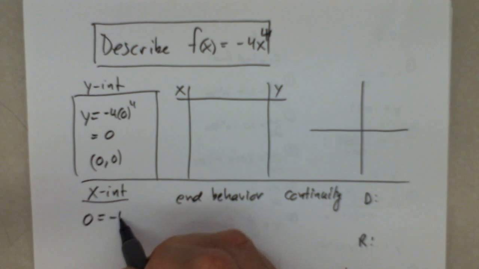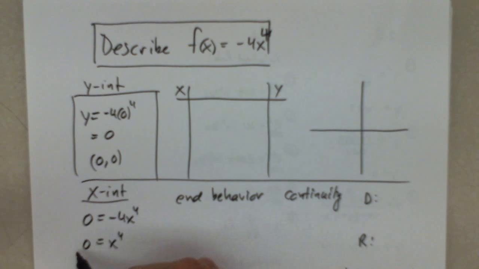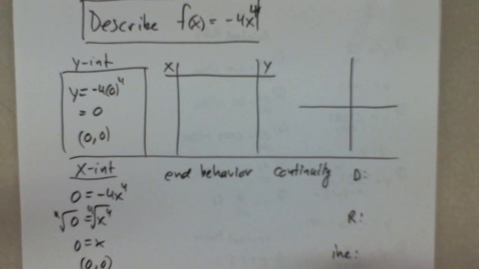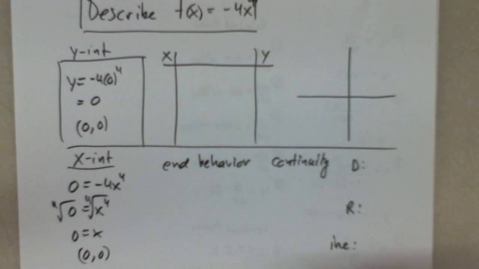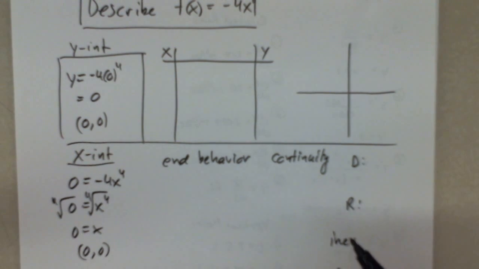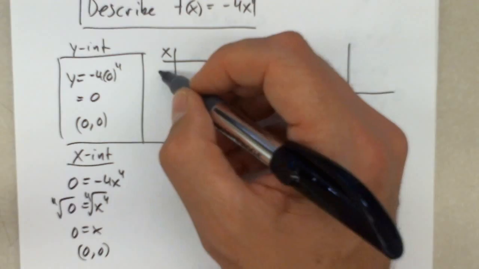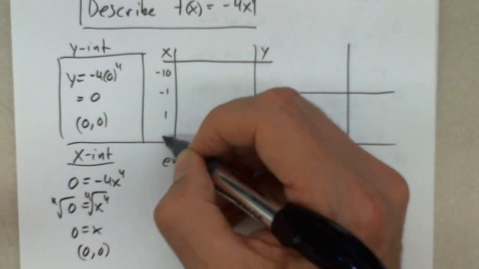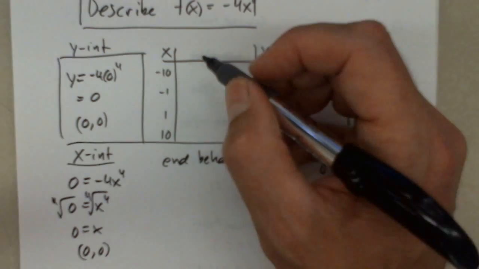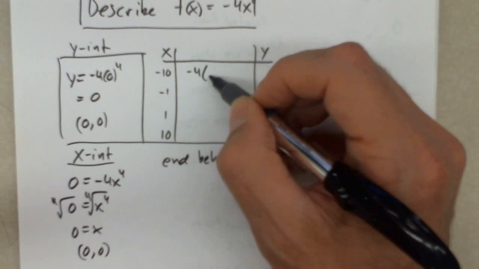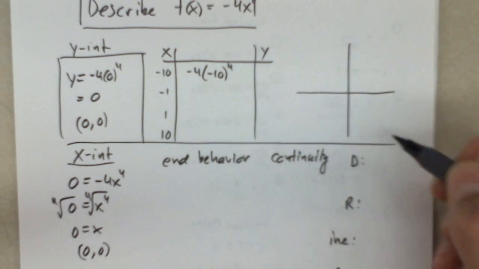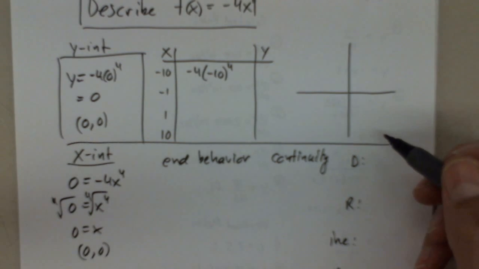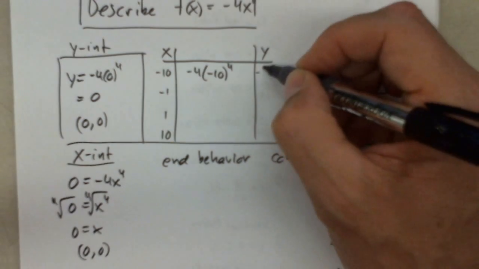x-intercept is when the y equals 0, divided by negative 4, do the fourth root, x equals 0. And let's check, see if these numbers help us describe the graph. So go negative 4, negative 10 to the fourth, and that gives negative 40,000.